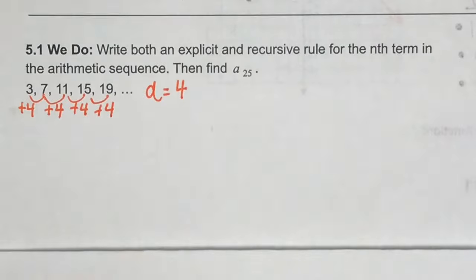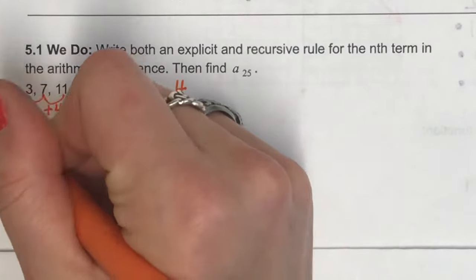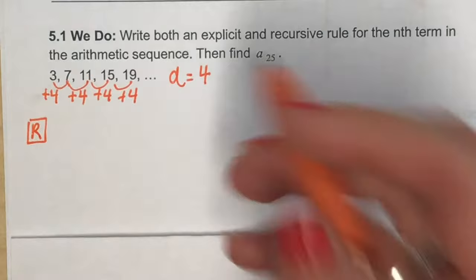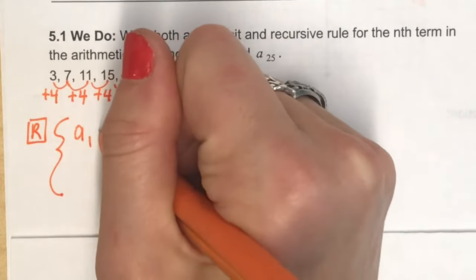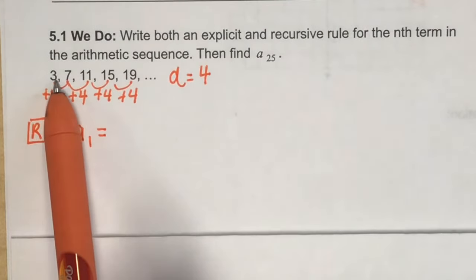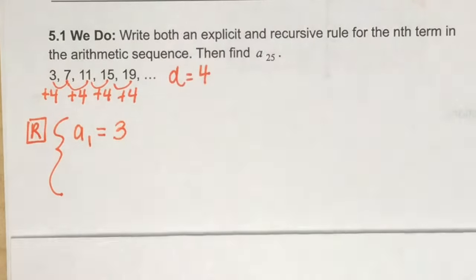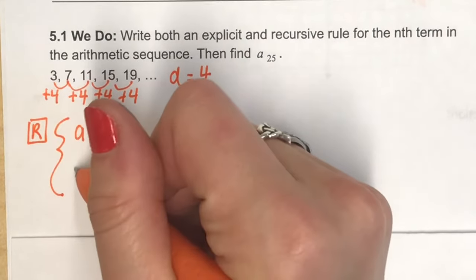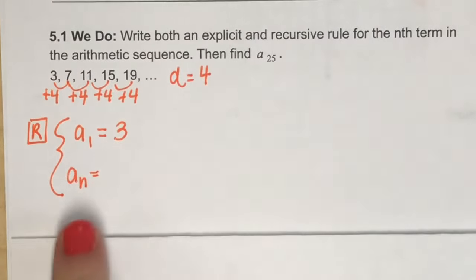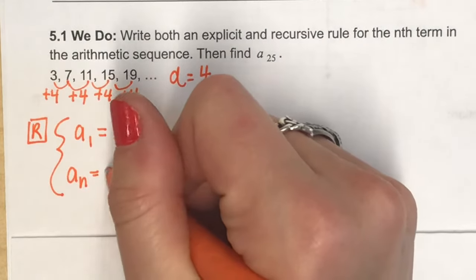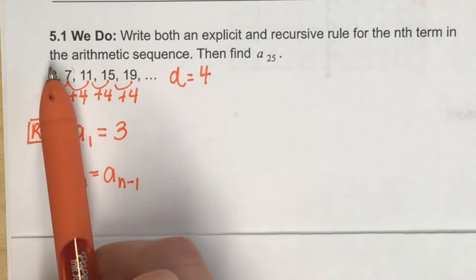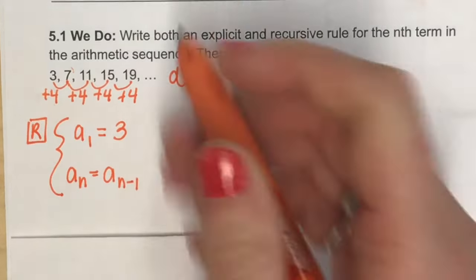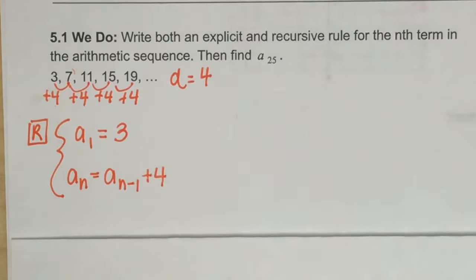So that's great. Now, the recursive formula is probably the easier one. Recursive has the brackets, and all you have to do is state what your first term is, your a1, and my first term is a 3. And then your rule says, if I want to find any term of the sequence, all I have to do is go back one term. So if I wanted to find the second term, I would go to the first term and add 4. And look at that, there's your recursive rule. You already did half of it.